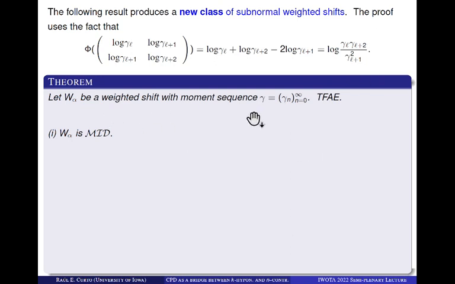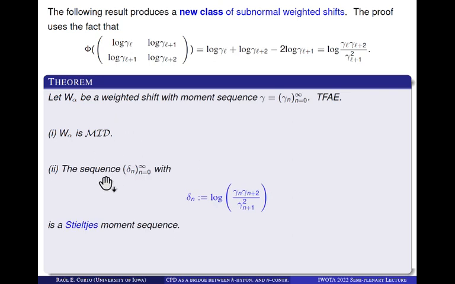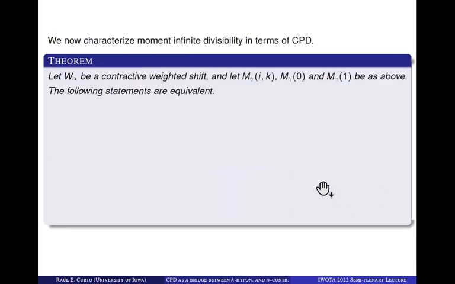So if you take a weighted shift with moment sequence gamma, the following are equivalent. MID, this sequence is still a moment sequence, and the weight sequence of moments is subnormal. Okay? So delta n over delta 0 is a sequence of moments that is subnormal. Let's characterize now moment infinite divisibility in terms of CPD. Contractive weighted shift, M gamma 0, M gamma 1. As above, the following statements are equivalent. W alpha is MID.